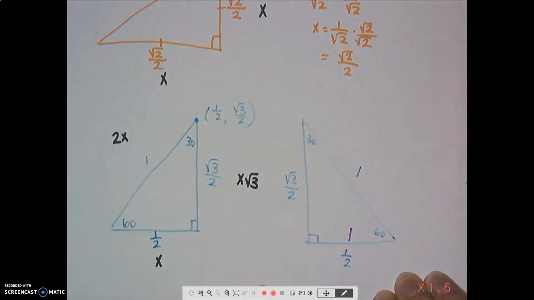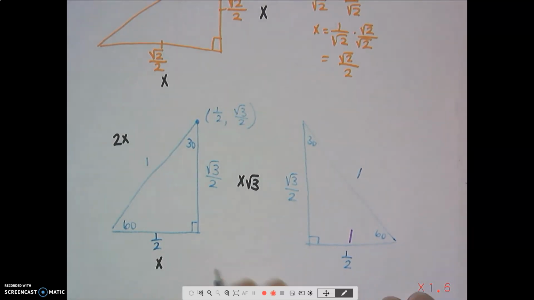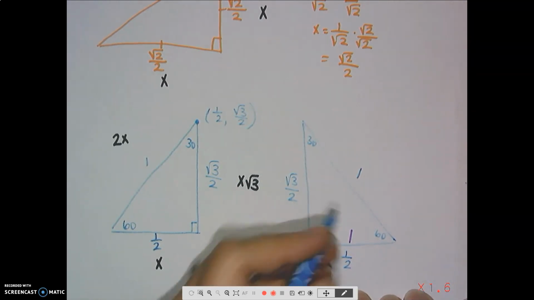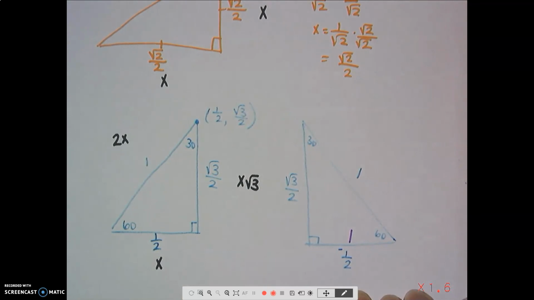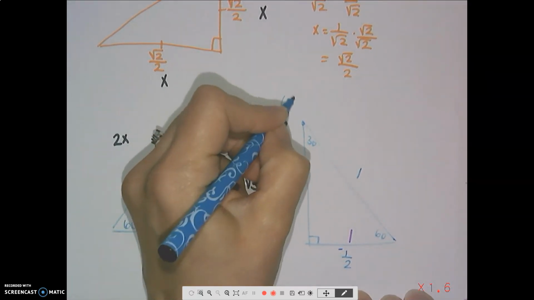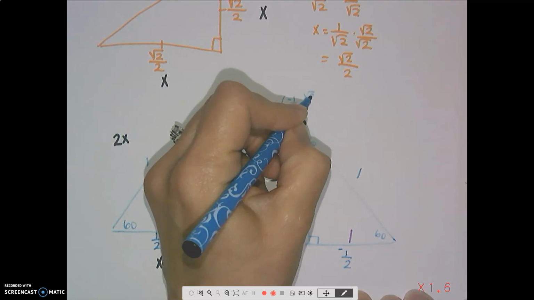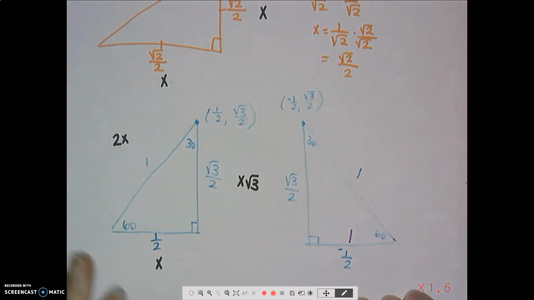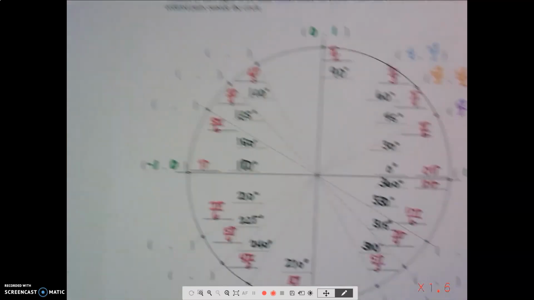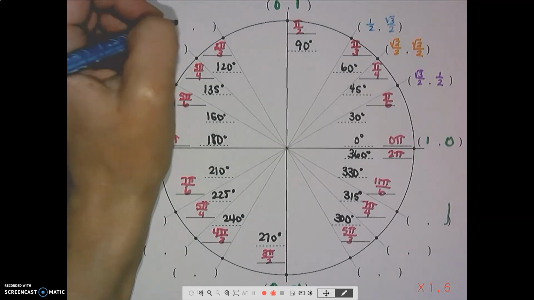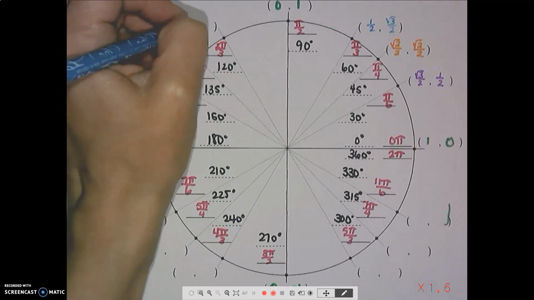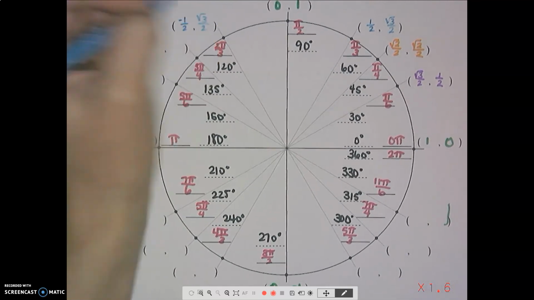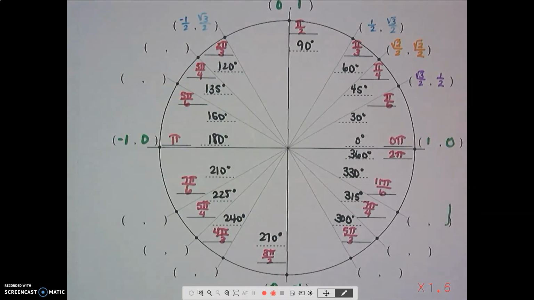Now, keep in mind, though, we said before that this was like a coordinate plane. So if we're going this way, what do we know about this 1/2? It's got to be negative. So the coordinates of this point are negative 1/2, radical 3 over 2. So we're going to fill that back into our circle here. So negative 1/2, positive radical 3 over 2. We went left, but then we still went up.